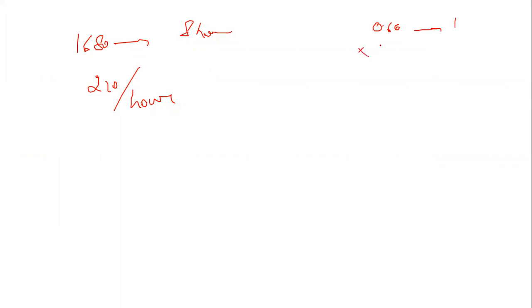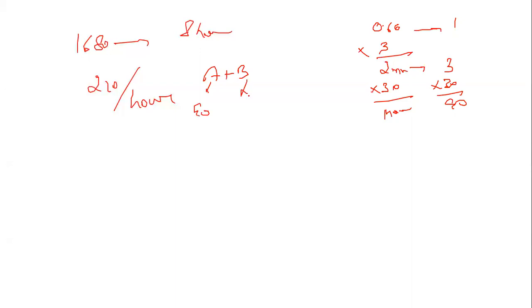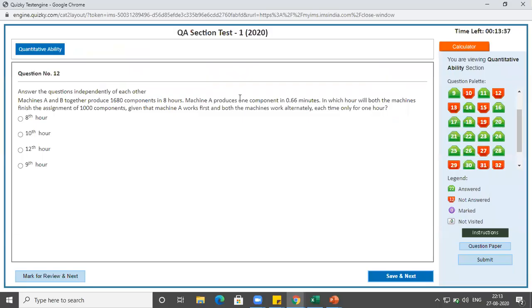तो अगर मैं इसको 3 से multiply कर दूं, that means 2 minutes में 3 components, right? That means अगर मैं इसको 30 कर दूं, 60 minutes आ जाएगा. 1 hour में it produces 90 components. So जब A और B दोनों मिलकर 210 produce कर रहे थे, A was actually producing 90 and the rest 120 was created by B. Okay.